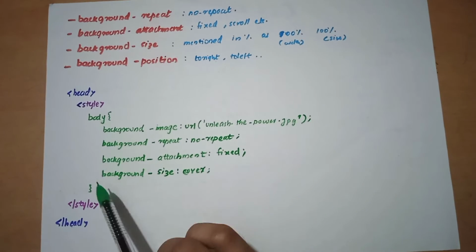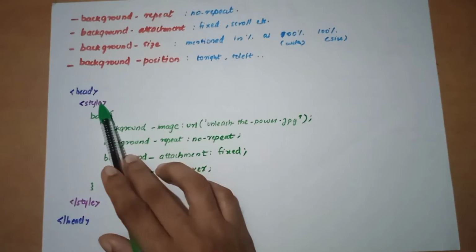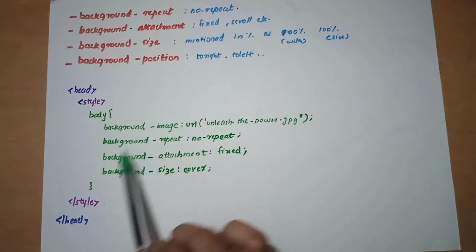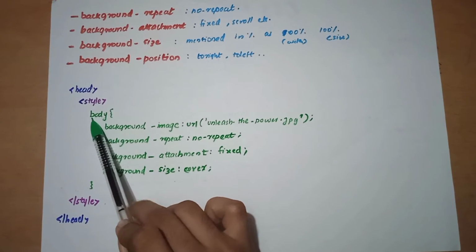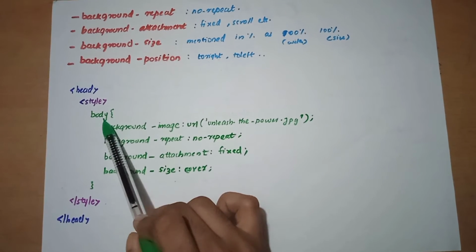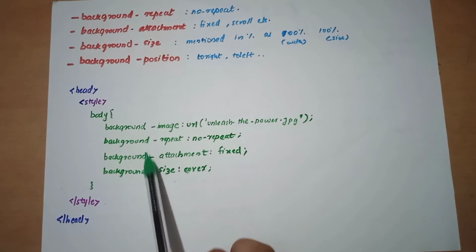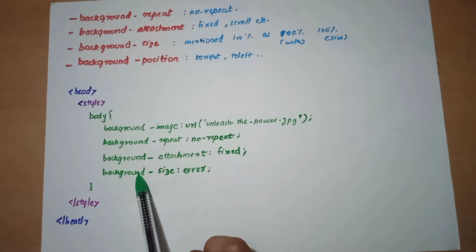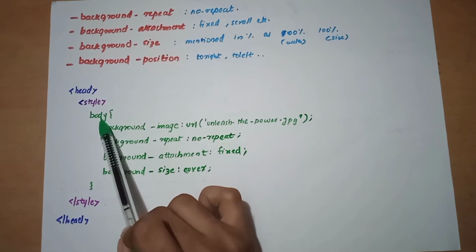So let's see how we can define most of these things, or how we can give the values. As usual, you start with your head and style, and inside we add our CSS. So I just wrote the body, that means this is actually an HTML element. Whatever styles are written inside these will be automatically applied to that HTML element only.